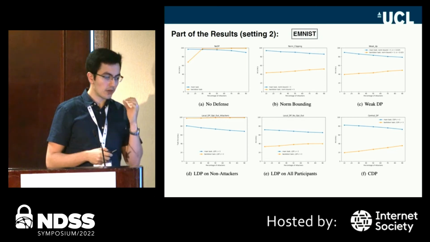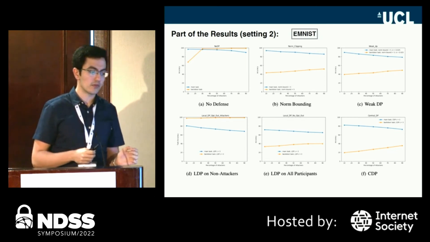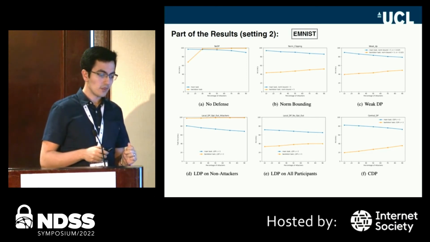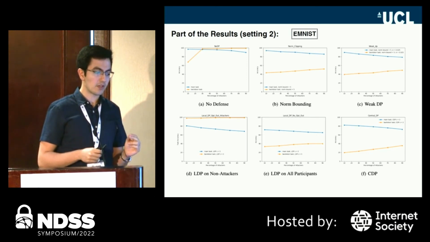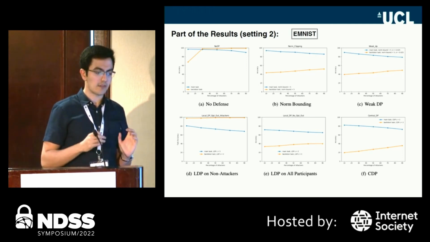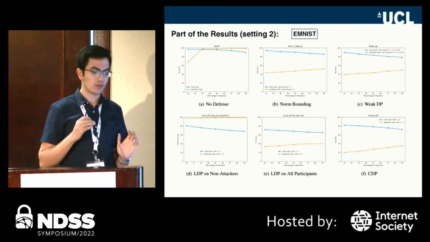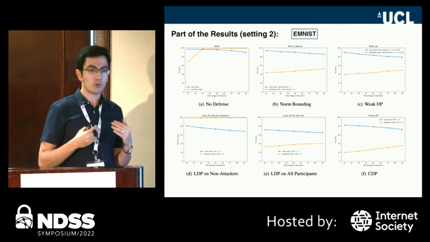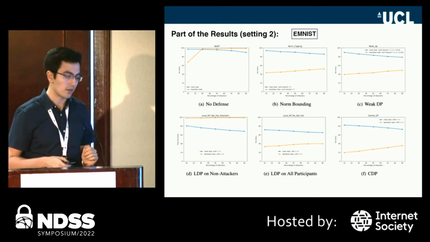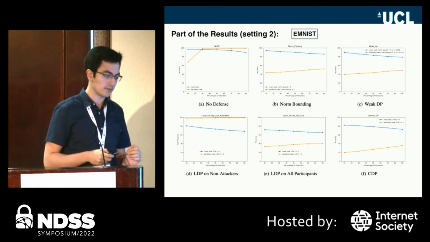In setting 2, where we modify the number of attackers, we see the same pattern. But one very interesting thing here is that in local differential privacy, if the attacker somehow can opt out, so they don't apply differential privacy, the backdoor is kind of boosted in comparison to when none of the participants applies differential privacy.